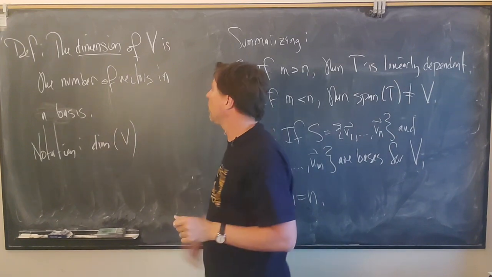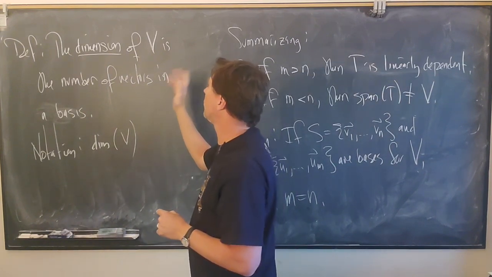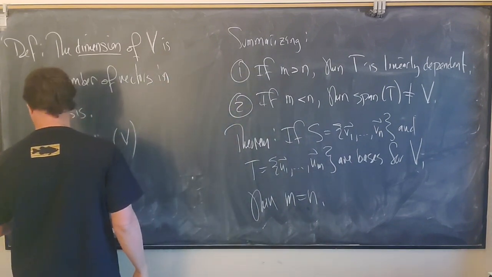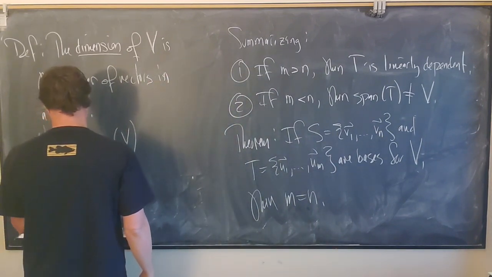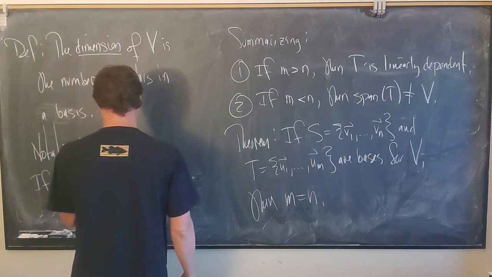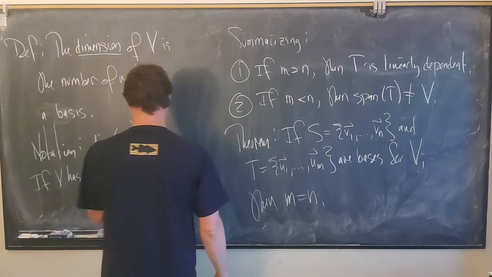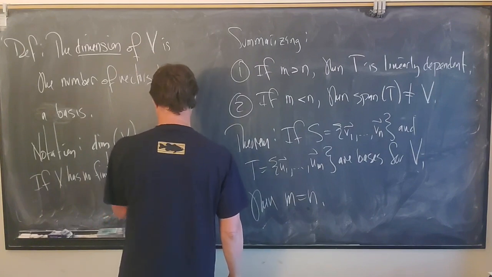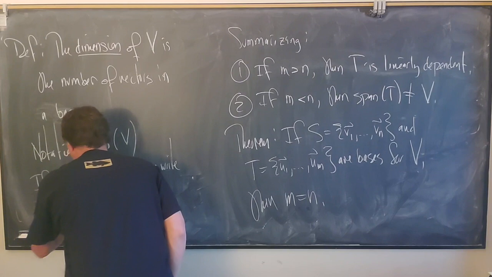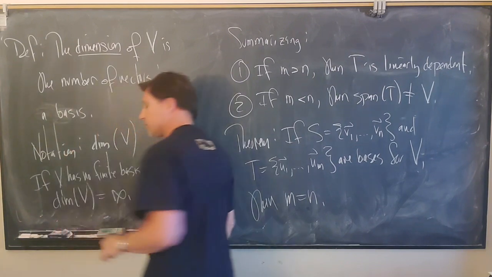It's possible that there is no finite basis, so if V has no finite basis, we write dimension, so dim of V equal to infinity, right?